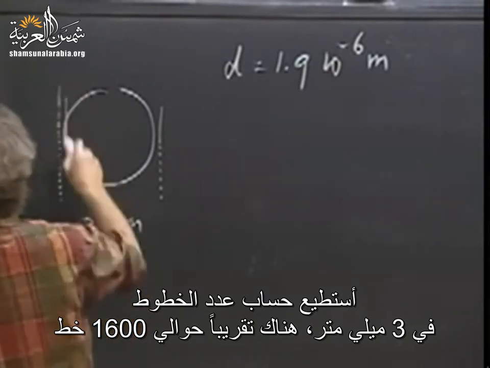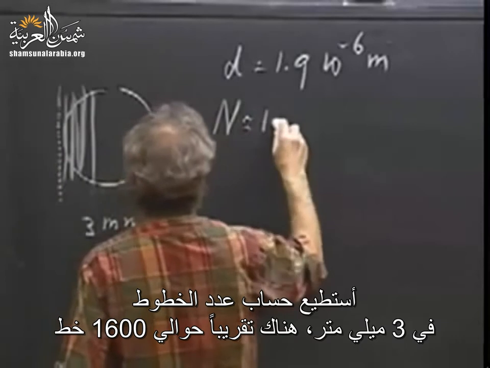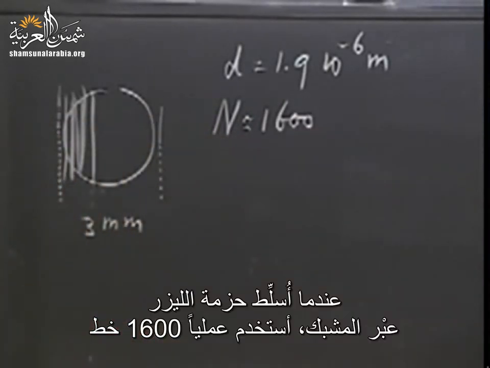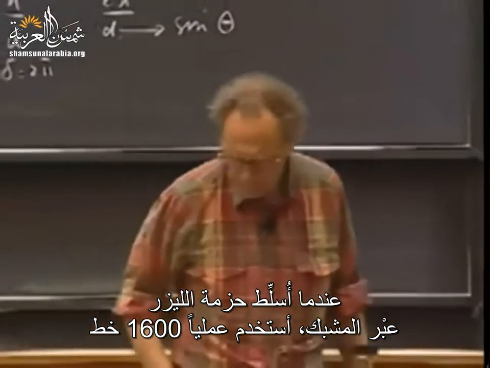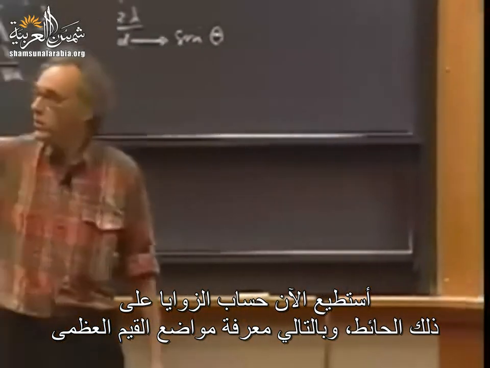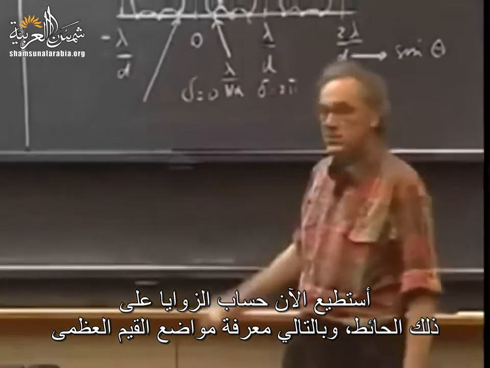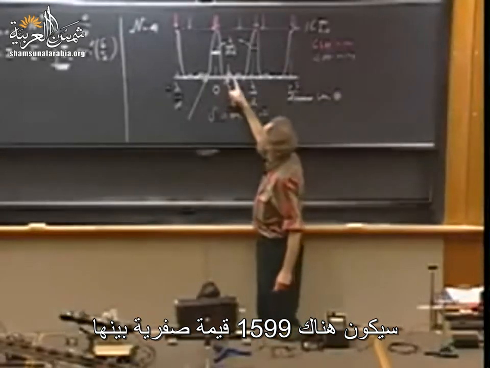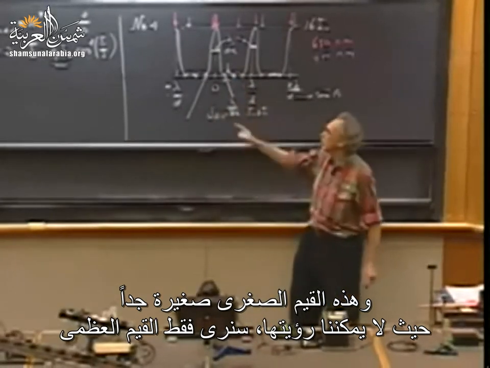So I can calculate now how many of those lines I have here in the 3 millimeters. And I end up with n about 1,600. So when I shine my laser beam through my grating, I use effectively 1,600 of those lines. And I can calculate now what the angles are where on the screen, on the wall, the maxima will fall. And by the way, there will be 1,599 of these zeros in between. And these minima are so small that you won't even see them. You will only see the maxima.